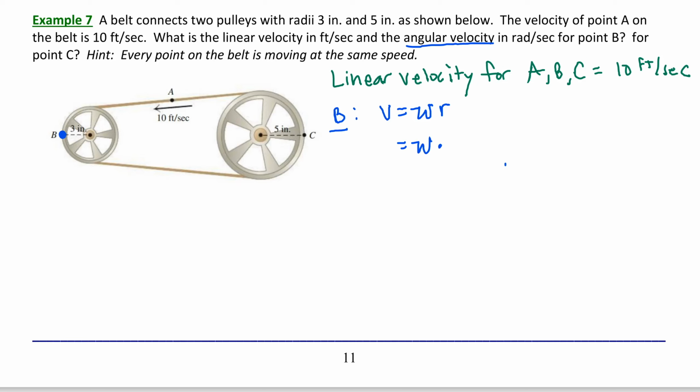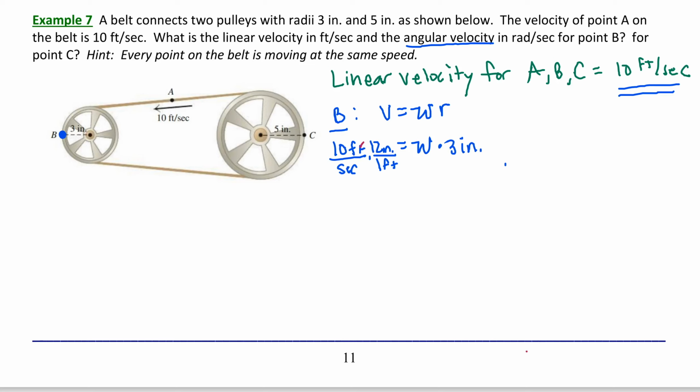We can see that's 3 inches. And we know that the linear velocity is 10 feet per second. Now we have a little bit of a problem here. If I plug in 10 for V on the left, it's in feet per second, and on the other side we have inches. So we're going to have to go ahead and convert those feet to inches within our problem here. So in 1 foot there are 12 inches.